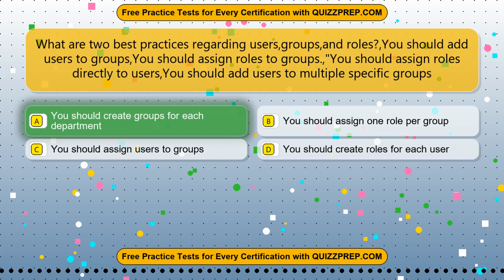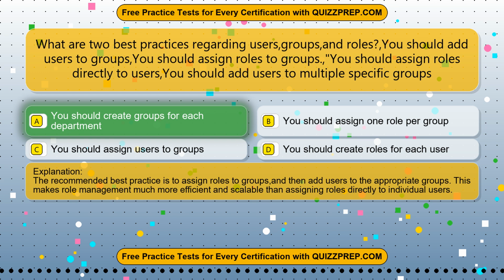The correct answer is option A. You should create groups for each department. The recommended best practice is to assign roles to groups, and then add users to the appropriate groups. This makes role management much more efficient and scalable than assigning roles directly to individual users.